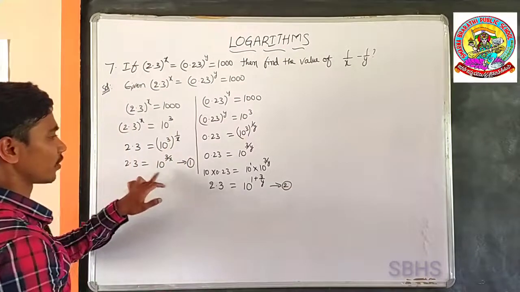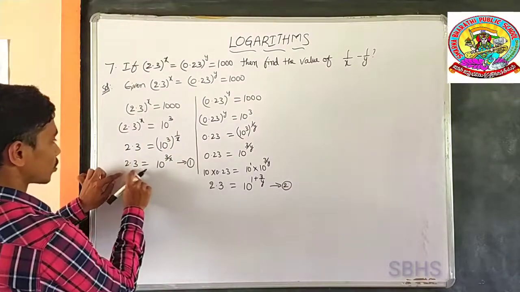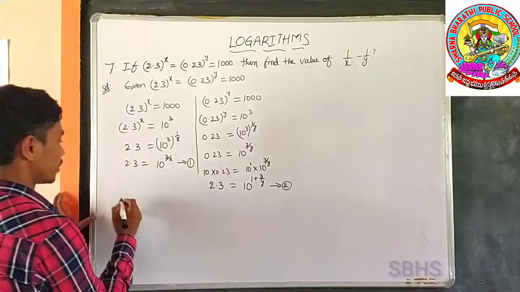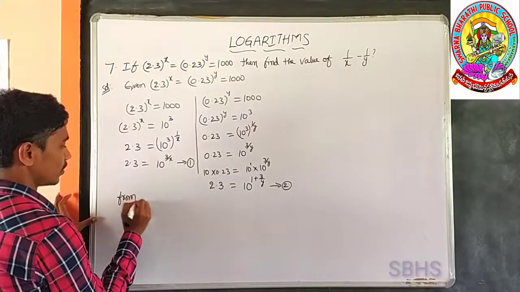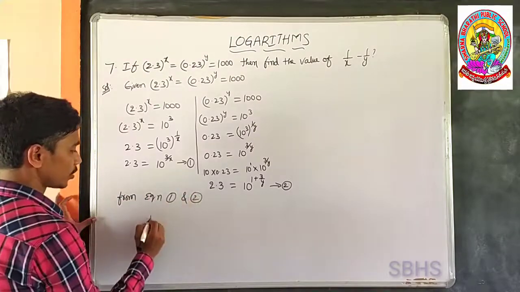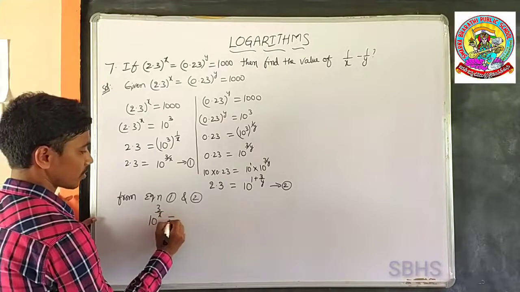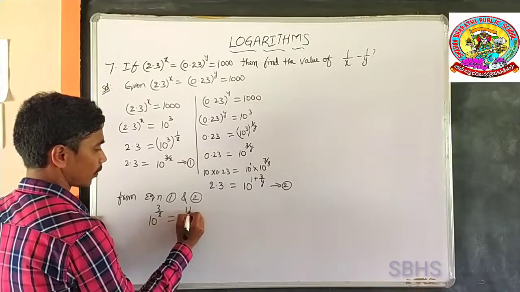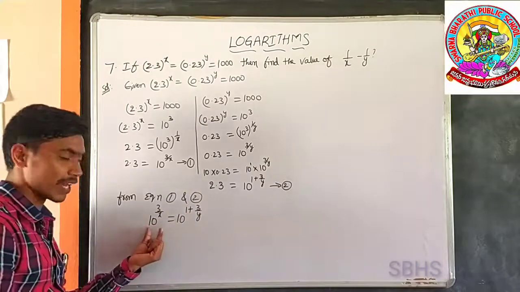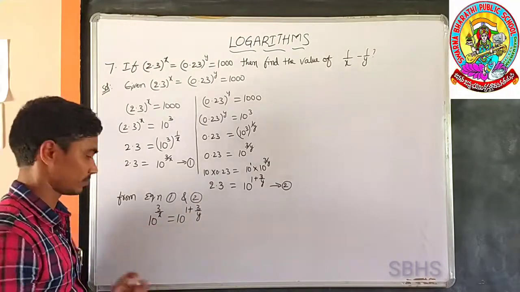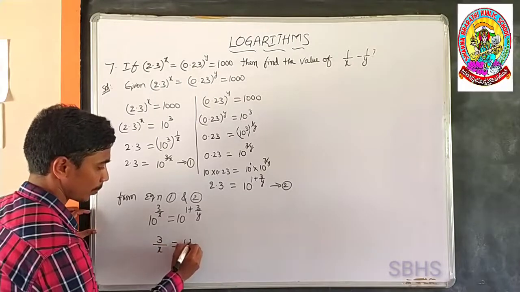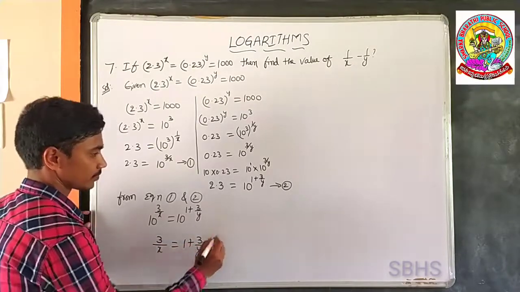Now observe equation 1 and equation 2. Equation 1 has 2.3 is equal to, equation 2 also has 2.3 is equal to, which means from equation 1 and 2, 10 to the power of 3 by x is equal to 10 to the power of 1 plus 3 by y. Here observe bases are equal, then powers are also equal. 3 by x is equal to 1 plus 3 by y.